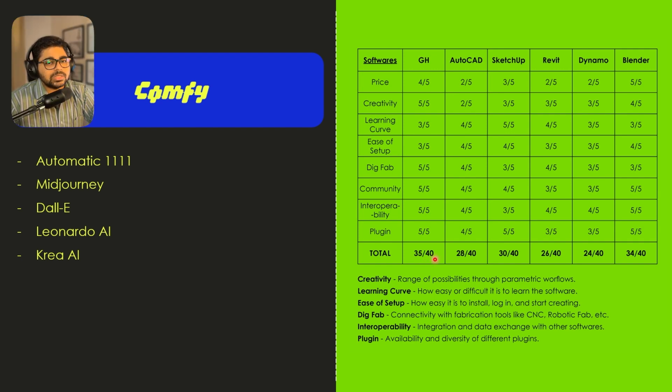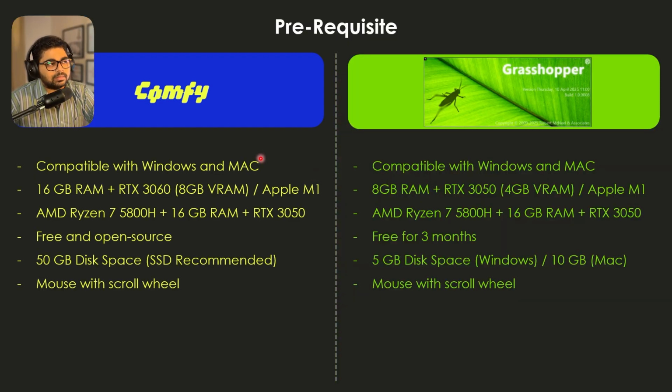Now let's look at what the prerequisites are. Both Comfy and Grasshopper are compatible with Mac. ComfyUI needs a much more graphics-intensive processor than Grasshopper. Grasshopper needs around 8 GB RAM, and an RTX 3050 should do. I had my old computer, an NVIDIA GTX 1060, and it was working with that as well, so you don't really even need an RTX 3050. I tested both of these on my AMD laptop, which has a Ryzen 7, 16 GB RAM and an RTX 3050, and both work. ComfyUI is a little bit slow, but it does work. So you don't really need the best configuration.